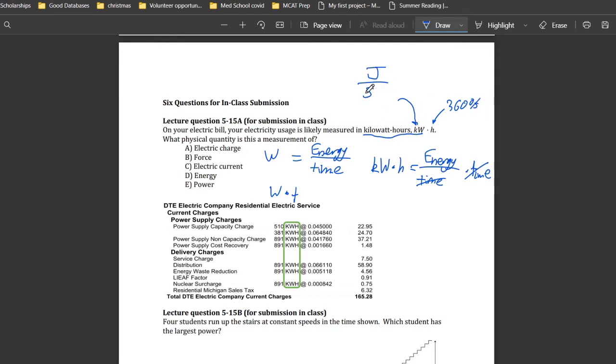The units of seconds and seconds would cancel out, leaving just energy. And with that in mind, when we look at these answer choices, we see that the physical quantity for electricity usage is energy, which is why D is the answer. Now, power wouldn't be the answer, because that's the unit of watts. That's what we're starting with. That's here, kilowatts. And it's watts times hours, so we're getting rid of that time unit.